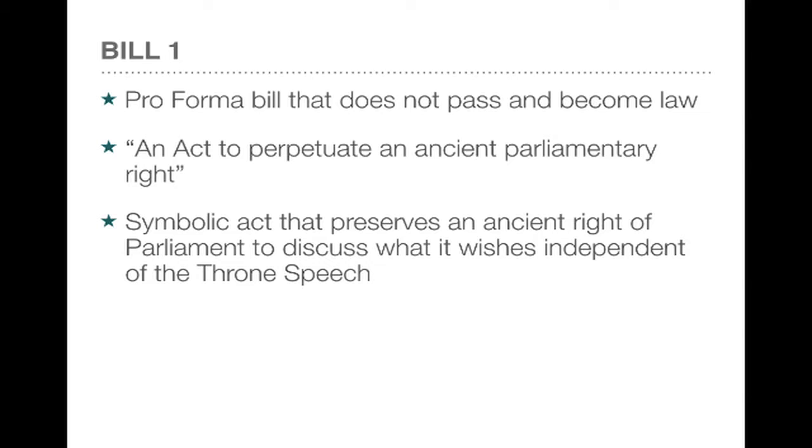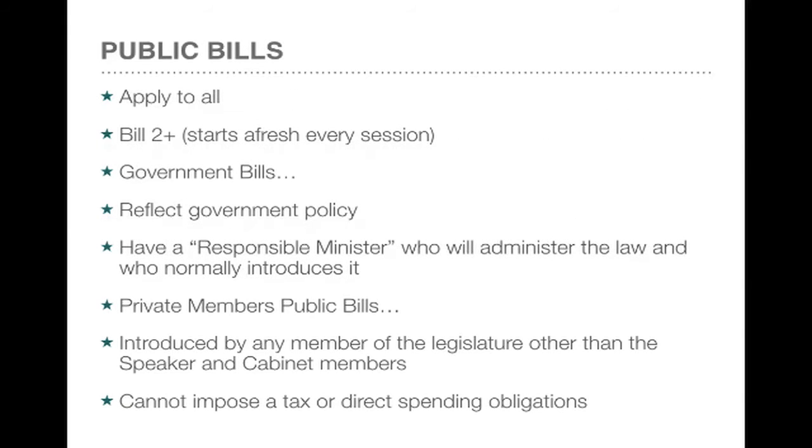Bill 1 is a symbolic act that preserves the right of Parliament to discuss what it wishes to discuss independent of the throne speech. The most important series of bills we encounter, however, are public bills. They are known as public bills as they have general applicability throughout the province. When they are introduced by government or the cabinet, they are known as government bills and they reflect government policy. Each will have a responsible minister who will administer the law and who normally introduces it. If a government bill is defeated, the party in power must resign and an election normally follows.